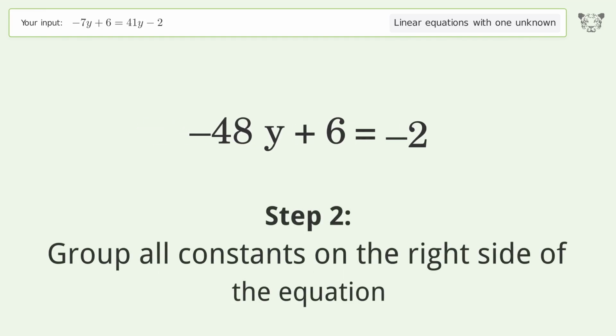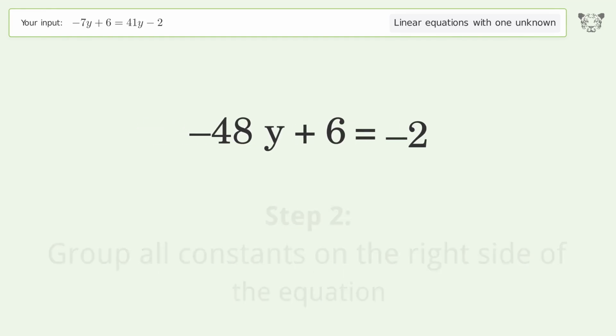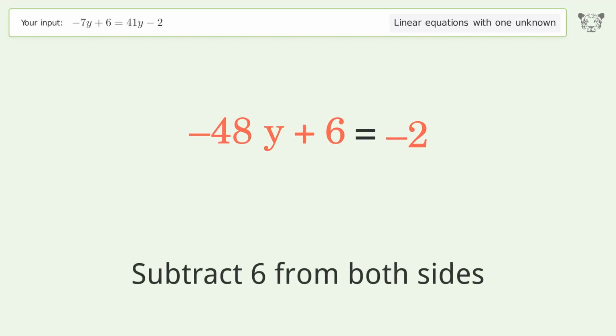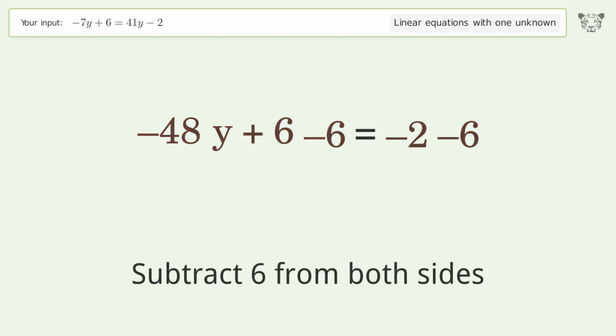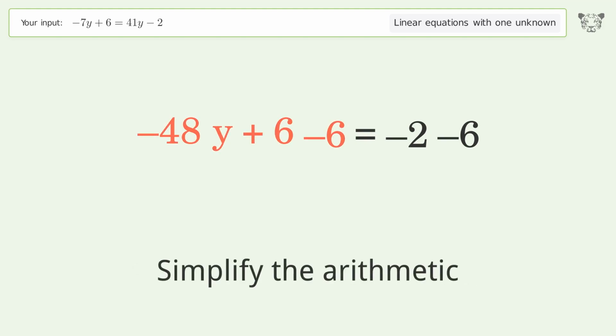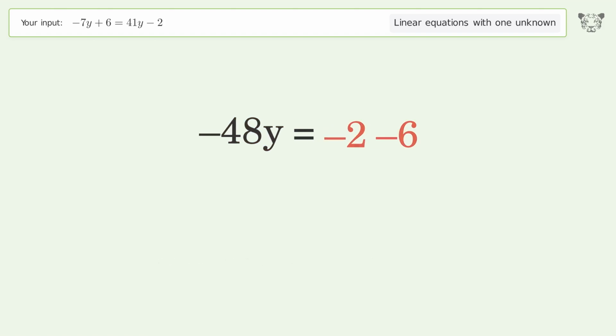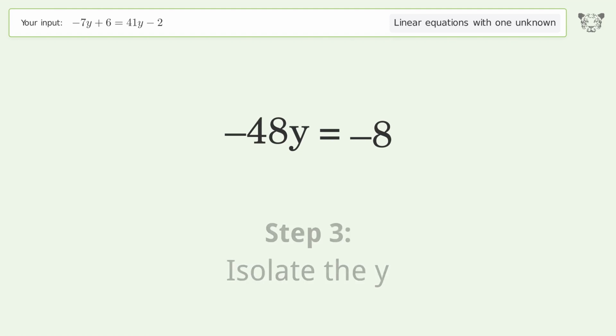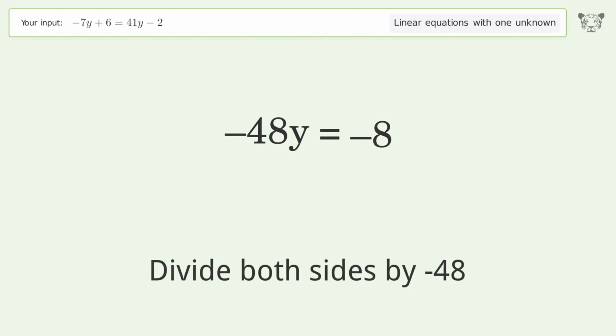Group all constants on the right side of the equation. Subtract 6 from both sides. Simplify the arithmetic. Isolate the y. Divide both sides by -48.